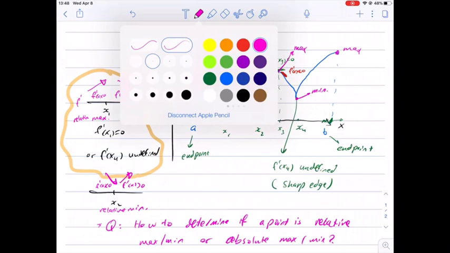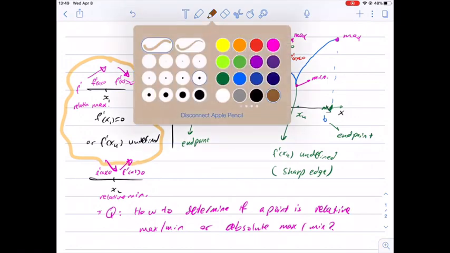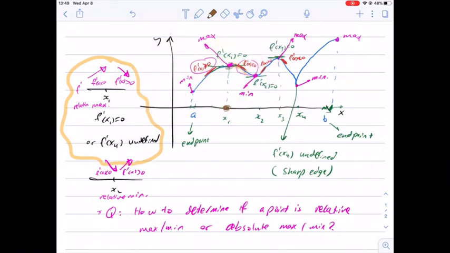Now how to determine whether it's absolute or relative? Look at the point x1. For point x1, we notice that this point is maximum, but this is not the highest point or the largest value of the whole values in the domain, for the whole domain. Because if we look at b, f of b is a maximum point, and it's larger than f of x1.